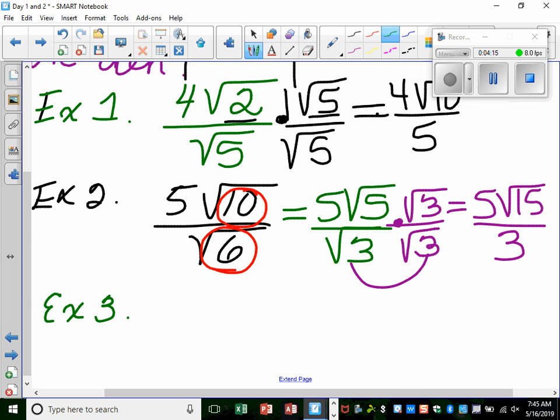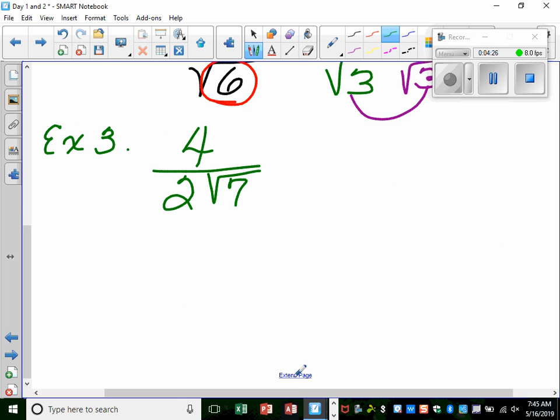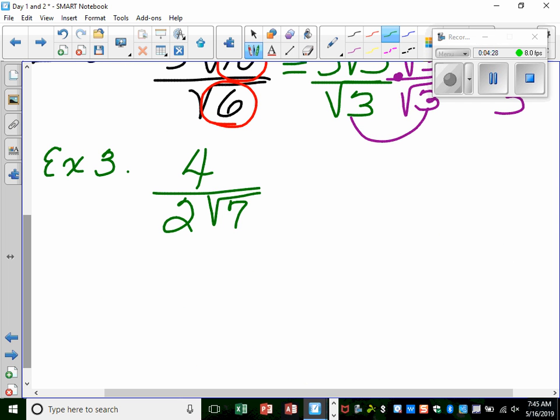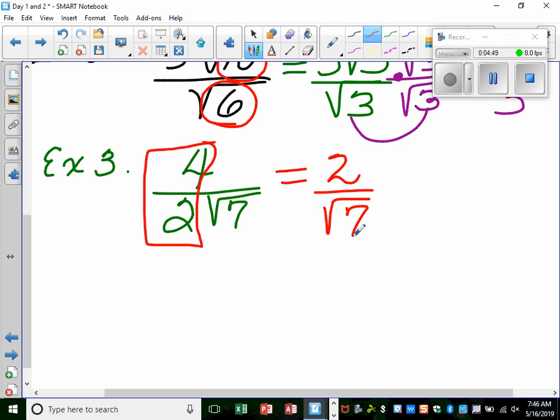Let's say we had 4 at the top, 2 at the bottom, and then rad 7. Just like we reduced the 2 radicands, we can also do the same thing to numbers that are on the outside. So what's 4 divided by 2? We're going to end up with 2 over rad 7. Is that correct? Because 4 divided by 2 is 2.